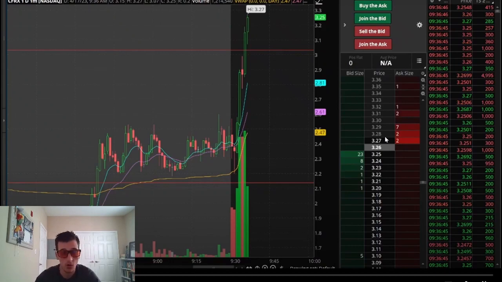Or also trying to get out before the big dump. So market data is very, very important. It's like your information. You've got to be able to read it faster than everyone else, especially if you're a scalper, in order to get there first.